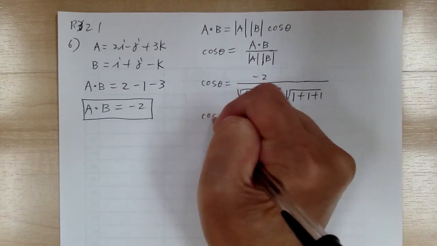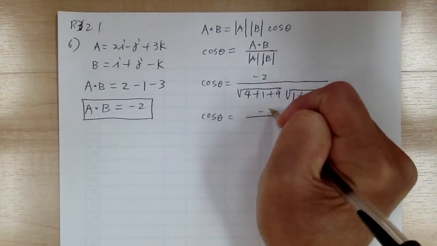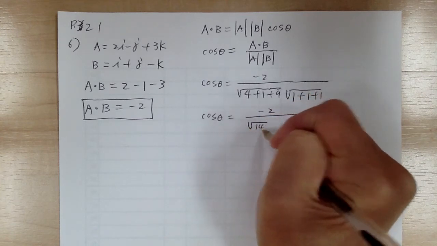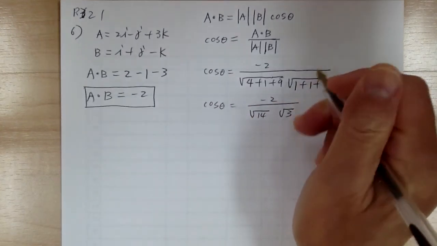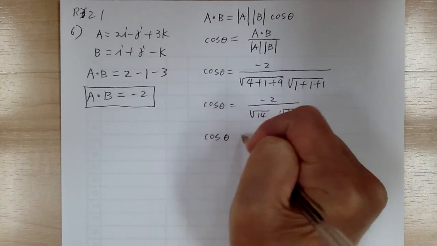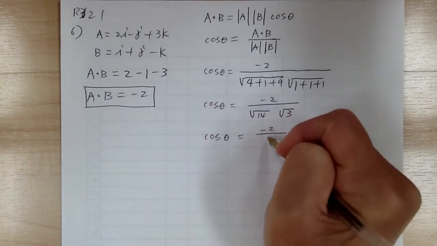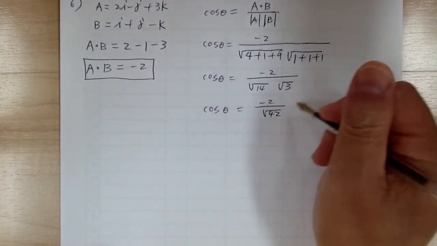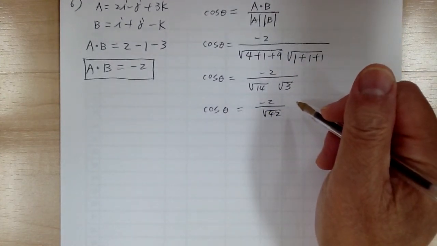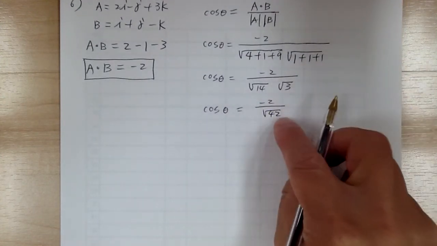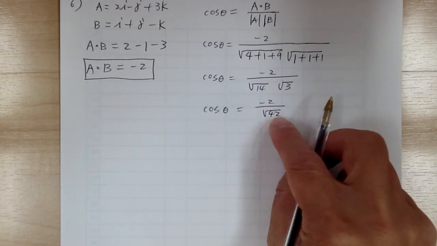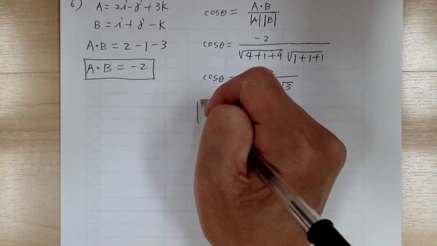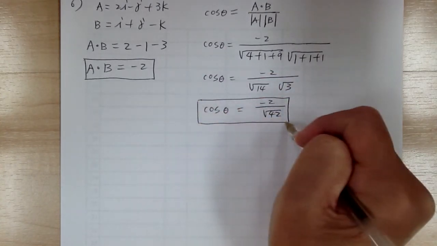Okay, so you get cosine theta equal to negative 2 over square root of 14 times square root of 3. So cosine theta equals negative 2 over square root of 42. Now the book answer is a little bit inconsistent, because for this one they just leave it like that. They did not simplify, so we just follow the book. Okay. So either way is acceptable.